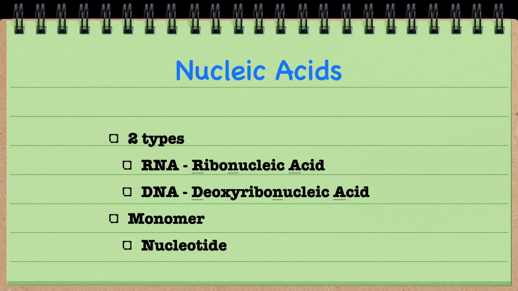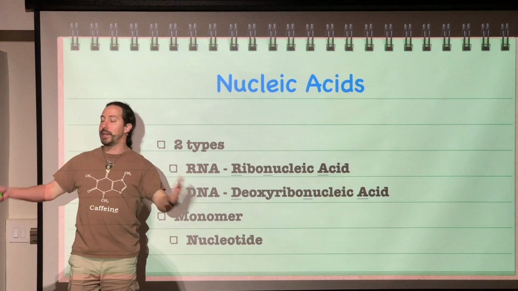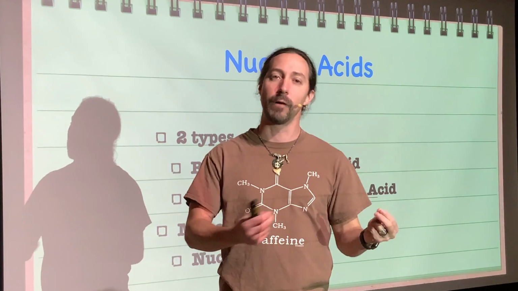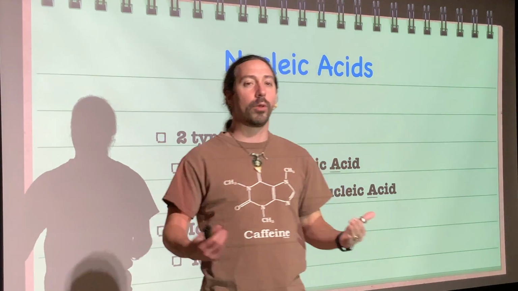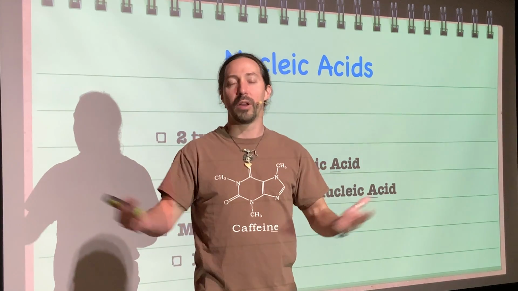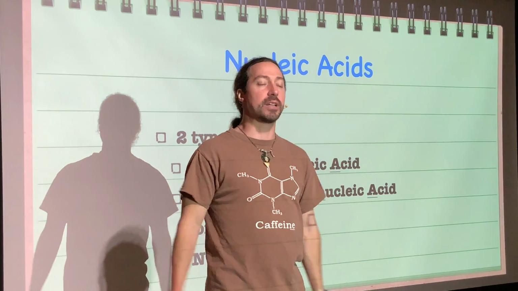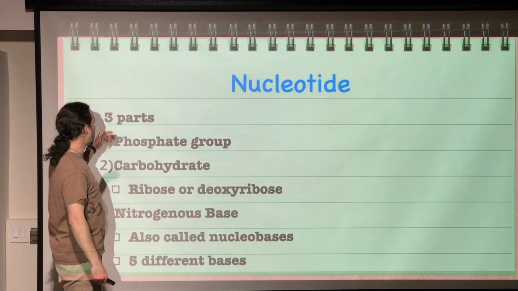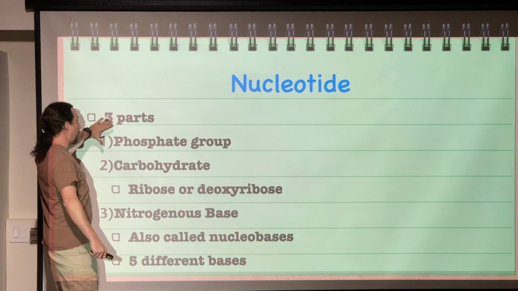Our nucleic acids, there are two types, RNA and DNA. RNA is ribonucleic acid, and DNA is deoxyribonucleic acid. And we will look to see why in the world we have these two different types of nucleic acids. And the monomers for both of them are called nucleotides. A nucleotide is made up of three different parts. It is made up of a phosphate group.